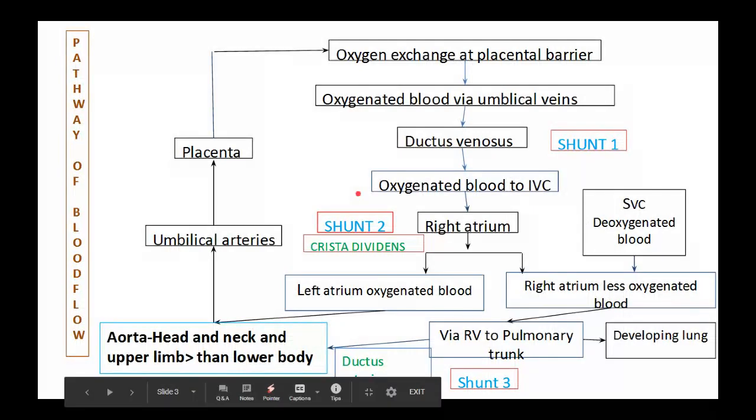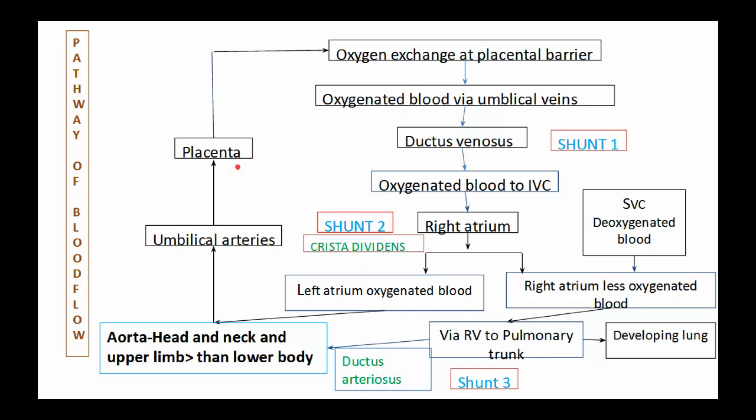Now, we'll start with the fetal circulation. Now, the oxygenated blood is carried to the placenta. Here the maternal blood oxygen will be exchanged at the placental barrier, and the oxygenated blood is now carried in the fetus via umbilical veins.